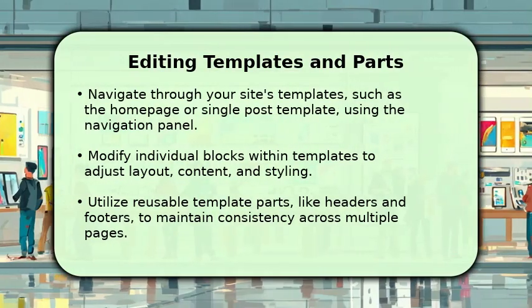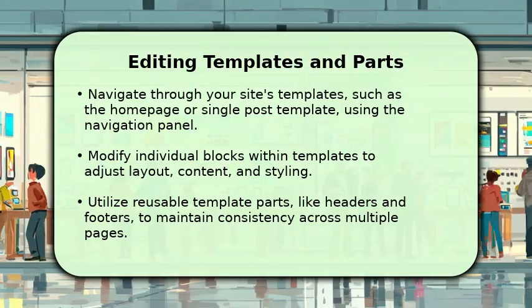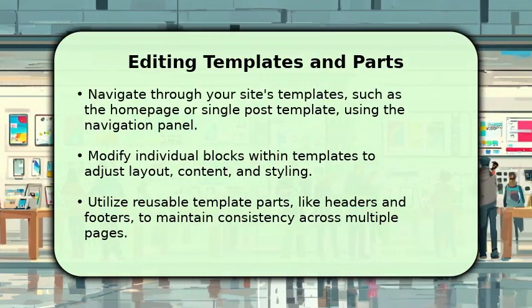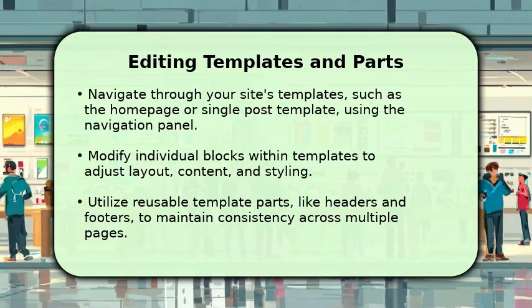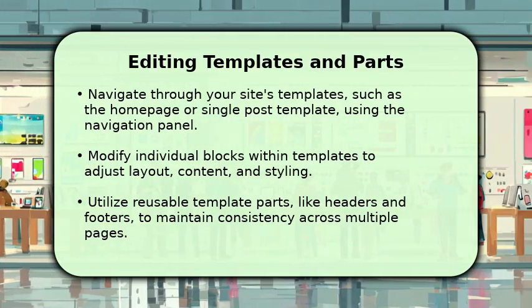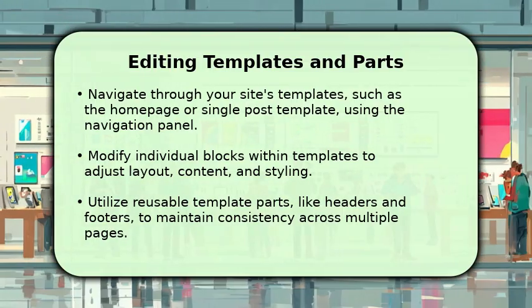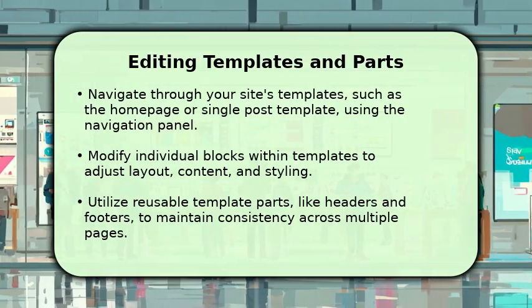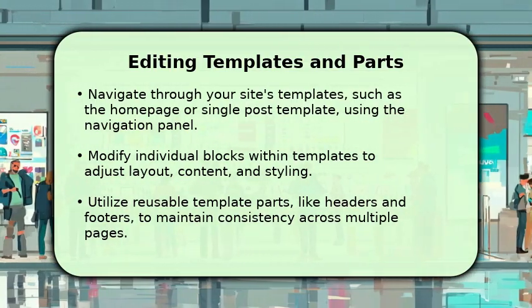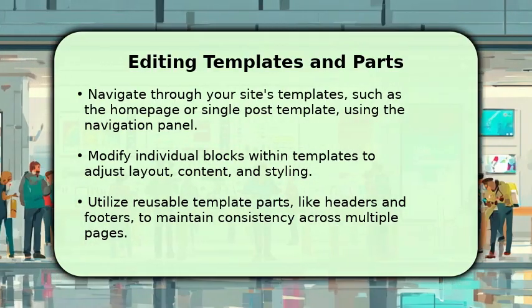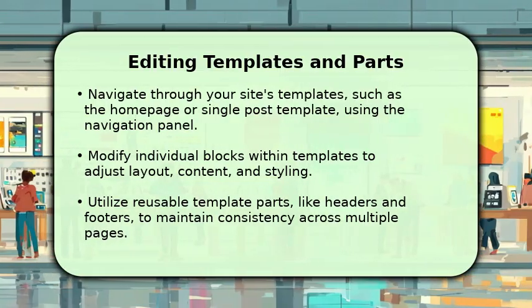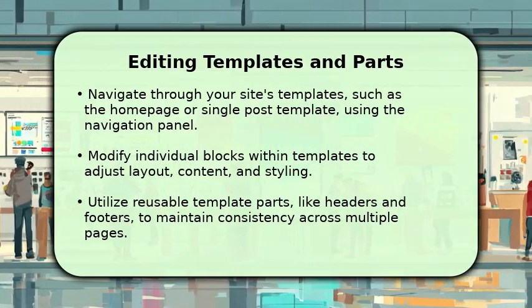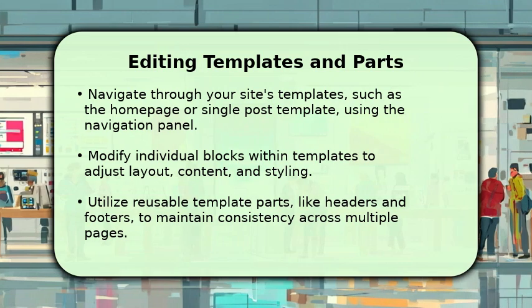Once inside the site editor, you'll find a navigation panel on the left. This allows you to browse and select different templates, like your home page or a specific post layout. You can then click on any block within that template to edit its content, adjust its settings, or even move it around. For elements that appear on many pages, like your site's header or footer, you can edit them as template parts to ensure a consistent look everywhere.